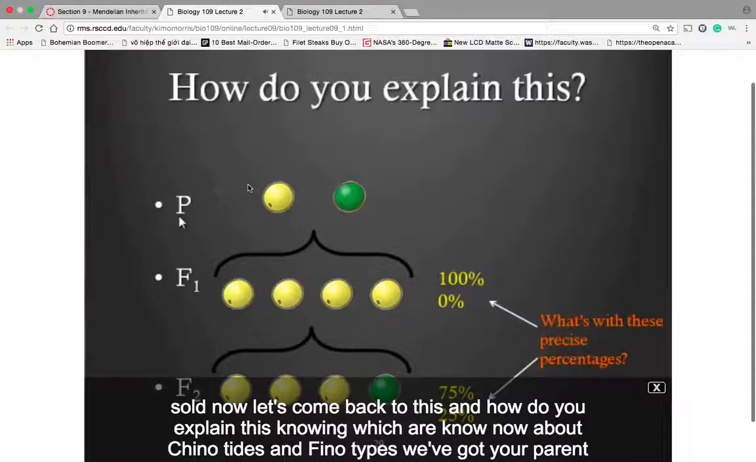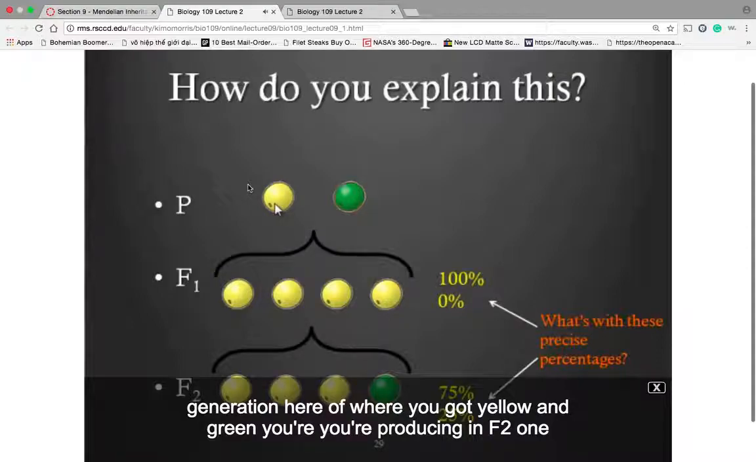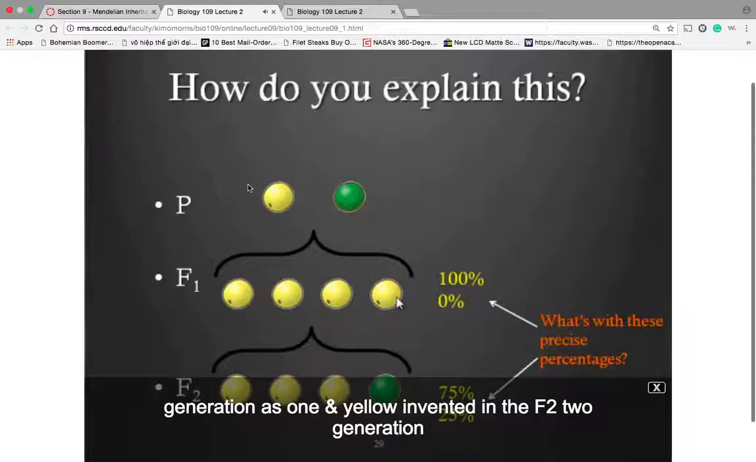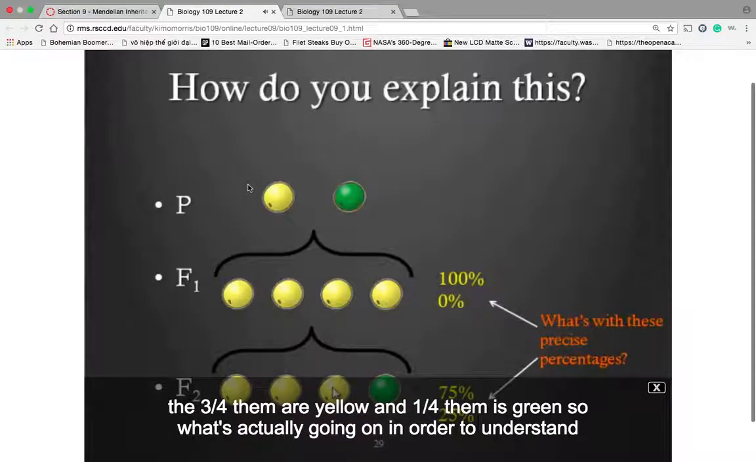Well, you've got your parent generation here, where you've got yellow and green. You're producing an F1 generation that is 100% yellow, and then in the F2 generation, 3/4 of them are yellow, and 1/4 of them is green. So what's actually going on?